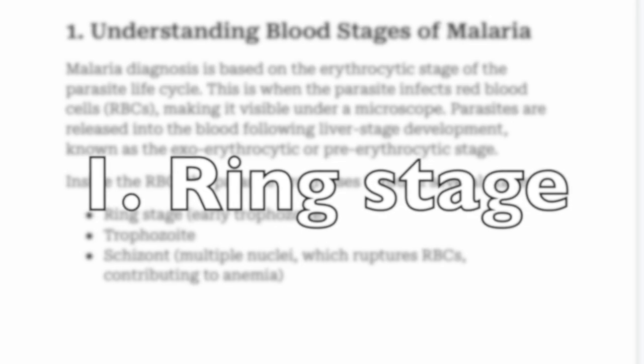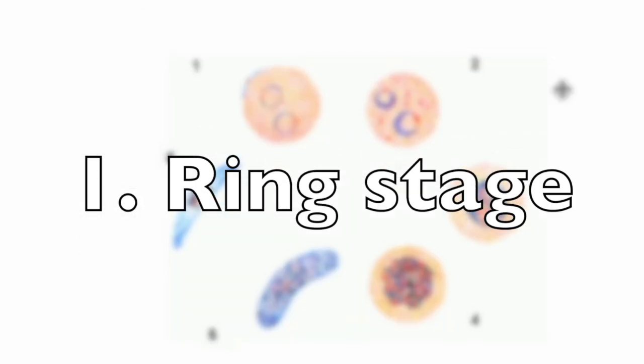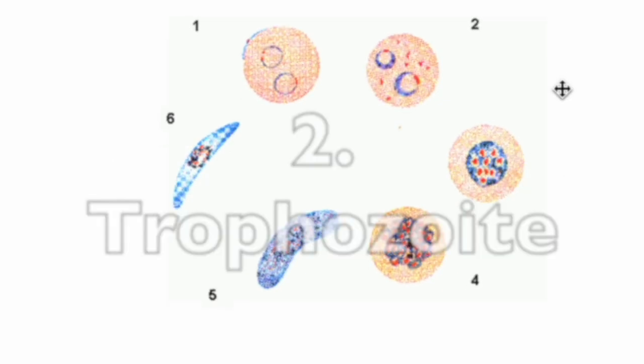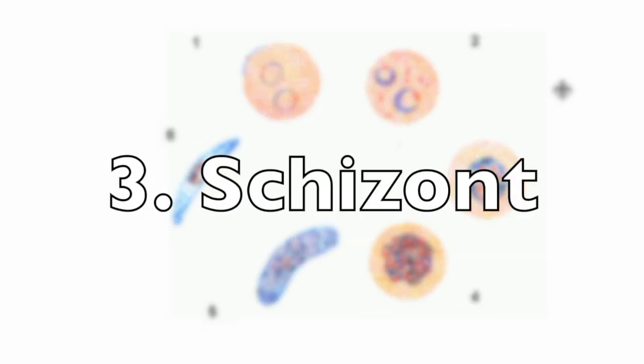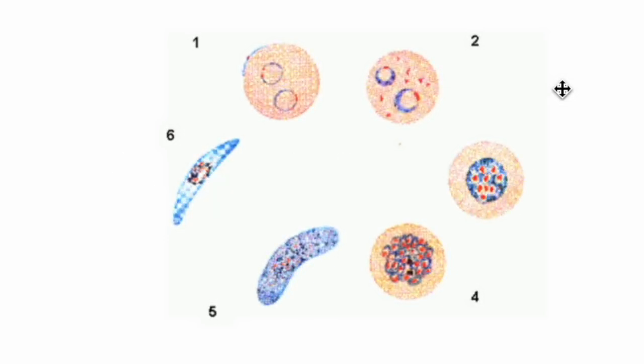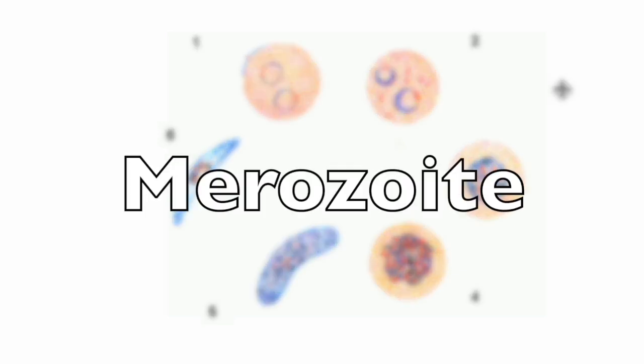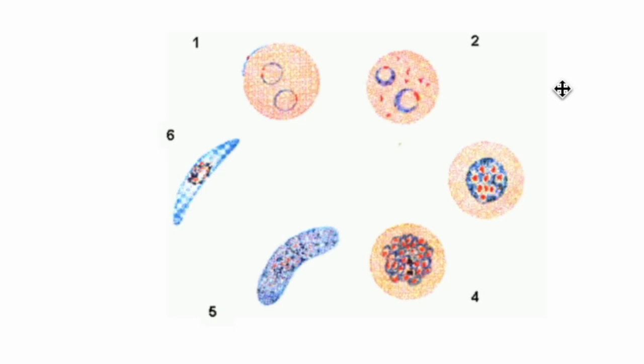So there's the early ring stage, which may also be referred to as the early trophozoite. There's the trophozoite proper stage. Then there's the schizont, which has multiple nuclei. And this is the stage that ruptures to release more parasites. At this point, when it's released, it's in the form of a merozoite. And keep in mind that it's all this rupturing that causes anemia in the patient.